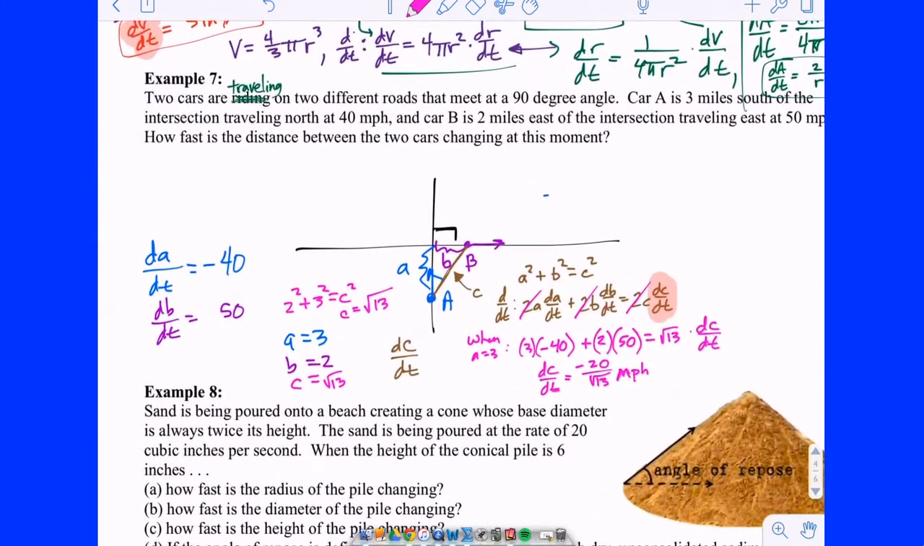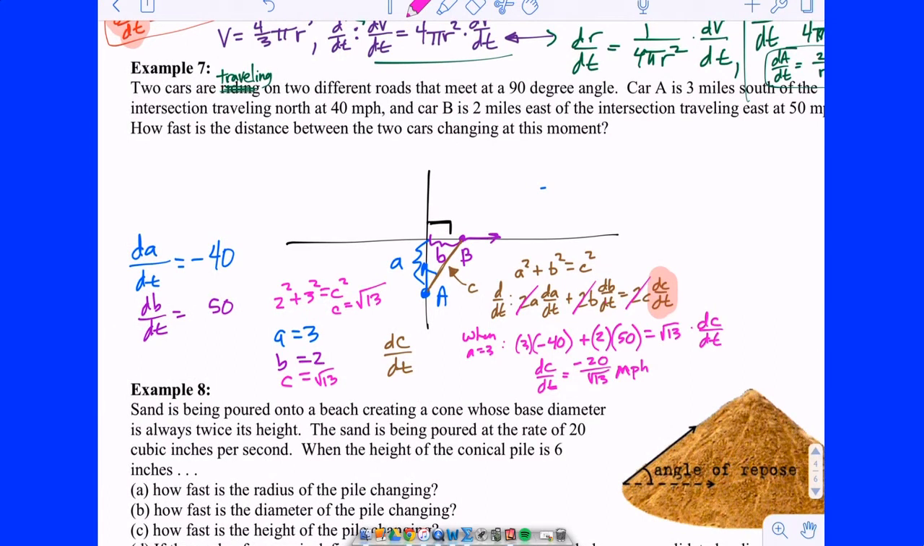I have seen problems like that where the roads intersect at a weird angle, like over there at 1863 and 46, right? In which case, you can't use the Pythagorean theorem. You have to use the super-duper Pythagorean theorem, known as the law of cosines. But I haven't seen one like that on the AP exam. But, you know, they do exist.